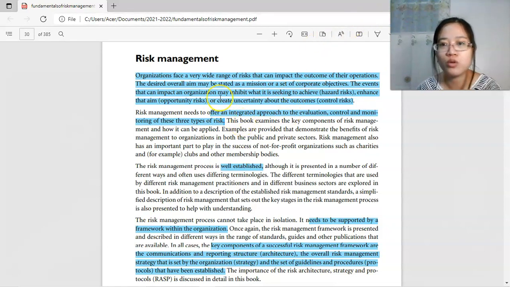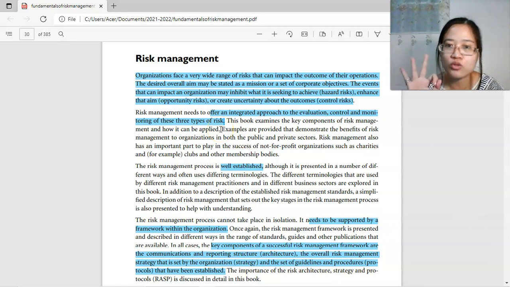Okay? Kasi they have to deal with the various risks. Okay? Itong risk management, it needs to offer an integrated approach to the evaluation, control, and monitoring of these three types of risk. Okay? Again, yung three types of risk: hazard, opportunity, and control risk.